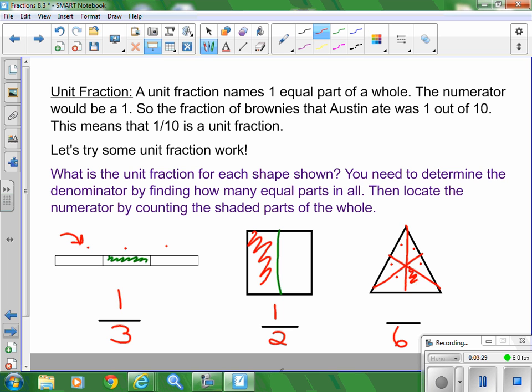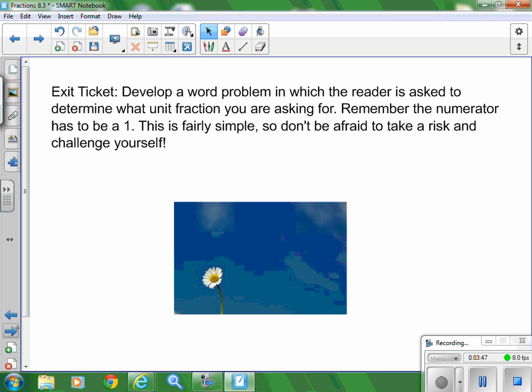But if I shade one in, how many parts are shaded in? 1 part. 1/6. And what these fractions all have in common is that they're unit fractions. It just means 1 unit of the whole has been shaded in. Easy peasy. Moving on. Exit ticket.